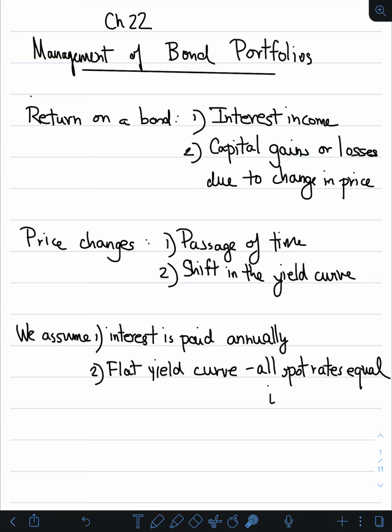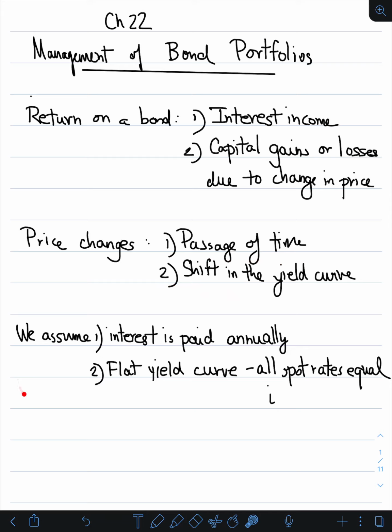And the other one would be a shift in the yield curve. If you remember, the yield curve is the plot of interest rates or yields against maturity. And so if that yield curve suddenly shifts or moves around, that changes the expectations of all the participants in the market, and that would cause a change in the bond price as well.